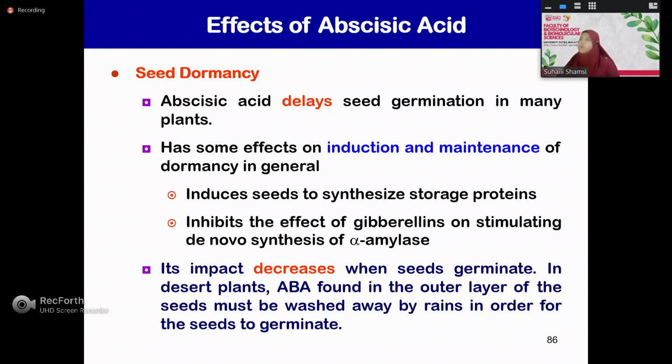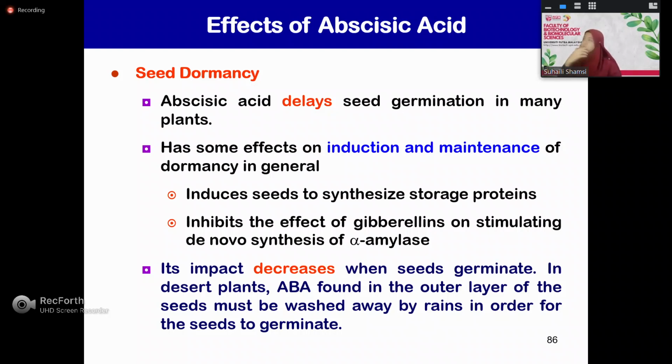So this is what I told you. Abscisic acid delays seed germination in many plants, and has some effects on induction and maintenance of dormancy. In general, it induces seeds to synthesize more storage protein and more starch in order to supply food. So instead of breaking down the storage protein or storage carbohydrates, it synthesizes more of these in the endosperm. So it inhibits the action of gibberellin.